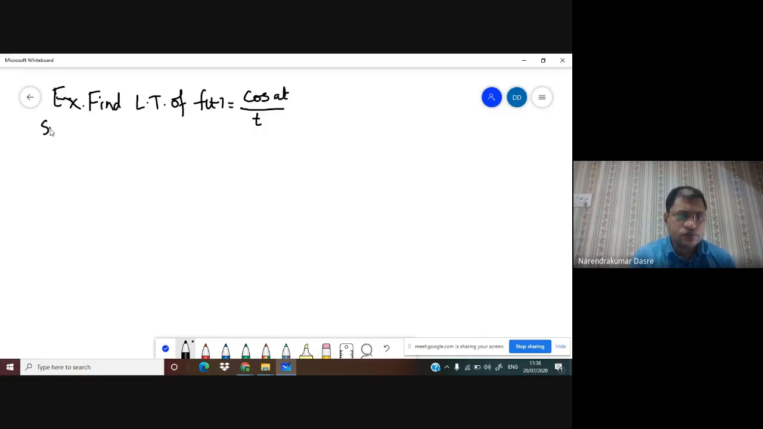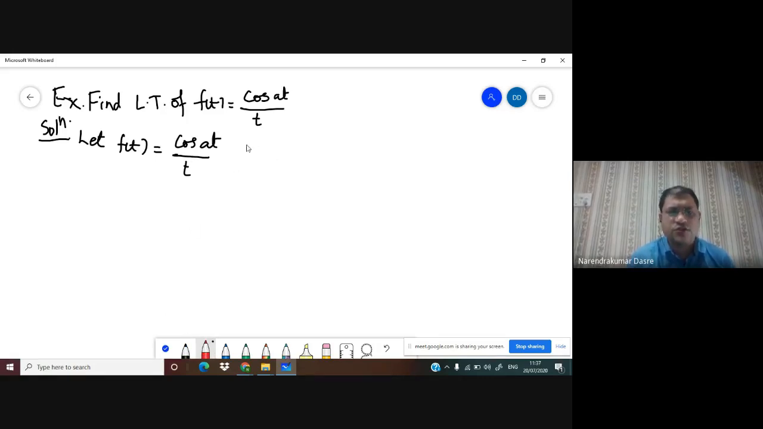Okay. So we know that this is going to be the example of division by t property. So let us solve this. Let f of t be the function cos of at upon t. Okay, so as we know, we have to solve this problem in two steps. One, we have to consider the numerator, and two, we have to consider the property of division by t. Okay, so let us try here.